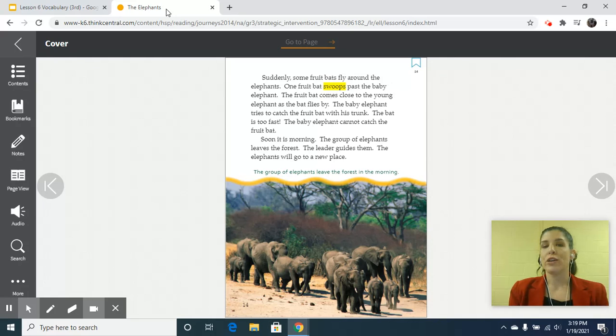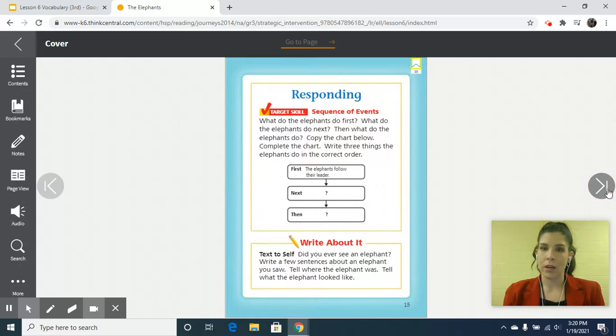Soon in the morning, so early in the morning, the group of elephants leaves the forest. The leader guides them. The elephants will go to a new place. So here's the group. Remember, a group means a herd of elephants. And remember, the elephant is a female who's the leader, and she makes noises to communicate. I wonder where they're off to now. They're busy. The end.